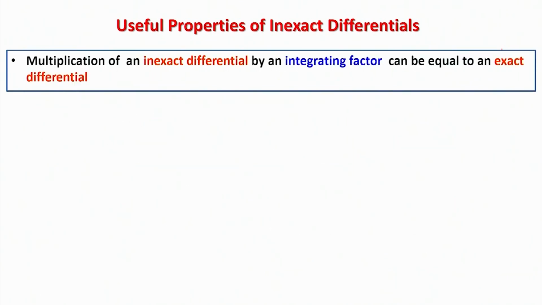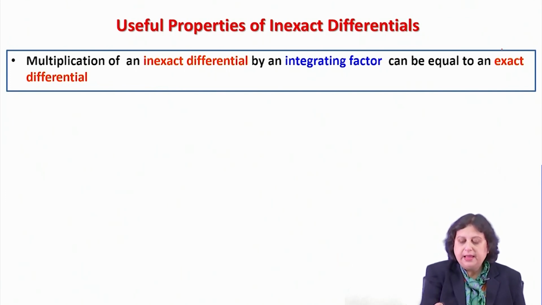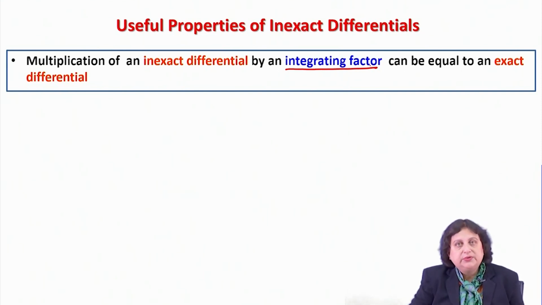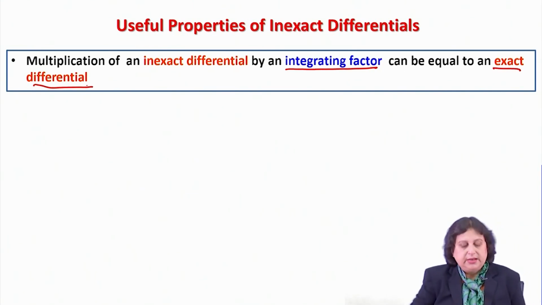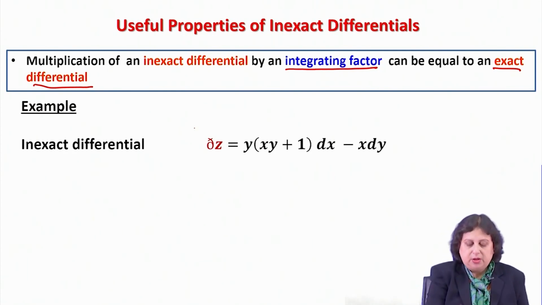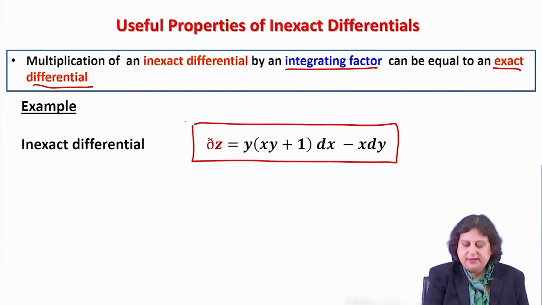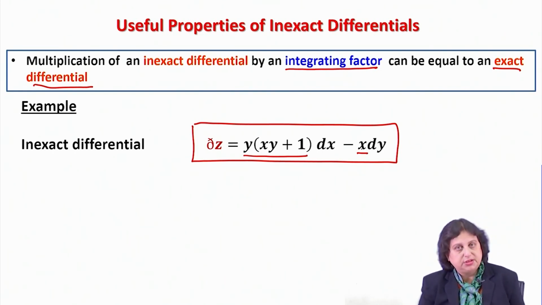Let me go to another very useful property, and it says that multiplication of an inexact differential by an integrating factor can give a product which is equal to an exact differential. So let me take an example once again and explain what I mean. I have already shown to you this example of an inexact differential where this is the M part, this is the N part, and I understand that this is an inexact differential.